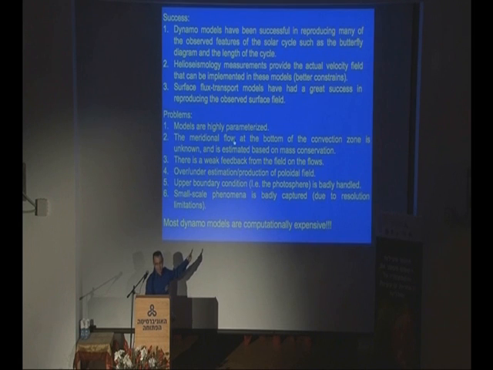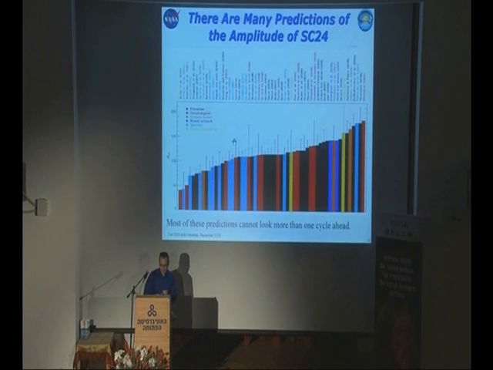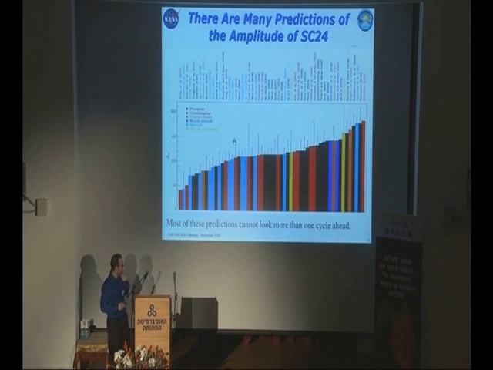And nevertheless, they're still very expensive. So they're not perfect at all. And there was a campaign in 2008, I believe, or maybe before that, to provide predictions for the next solar cycle, for cycle 24, based on dynamo models, based on some data analysis, anything you can come up with. NASA asked for people to provide predictions for the solar cycle.